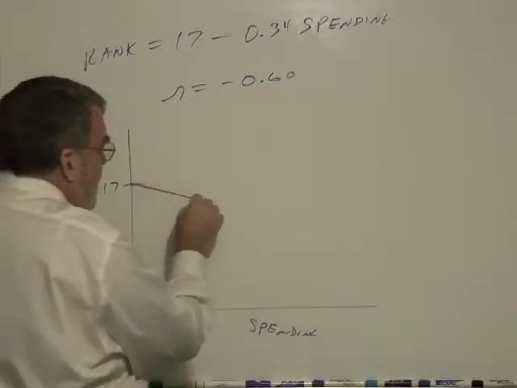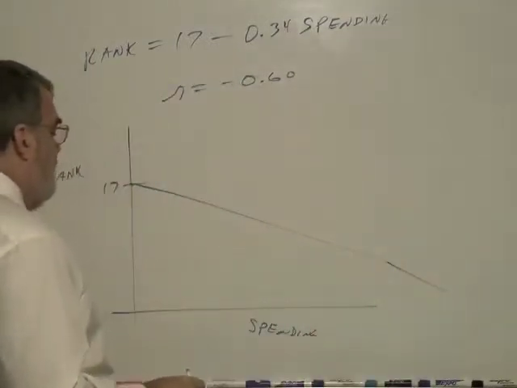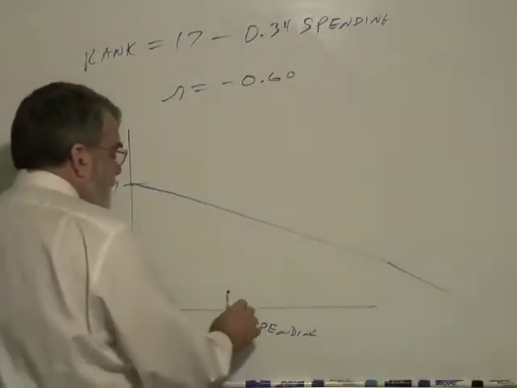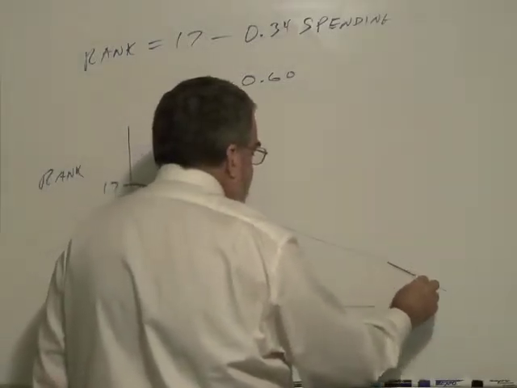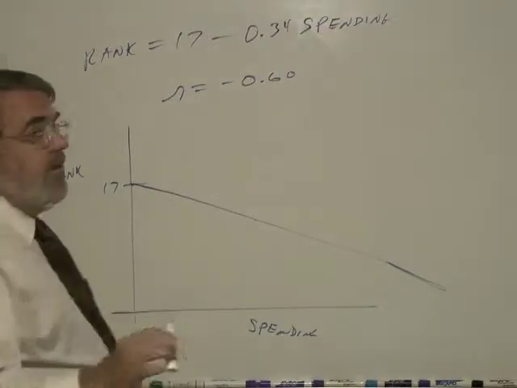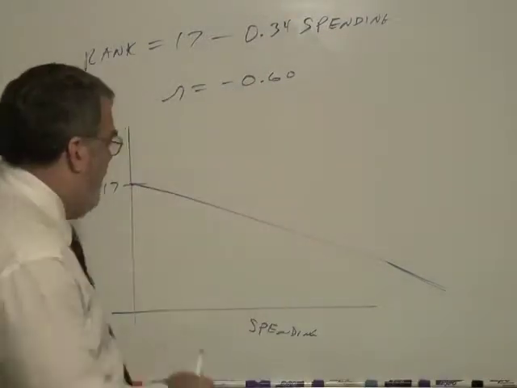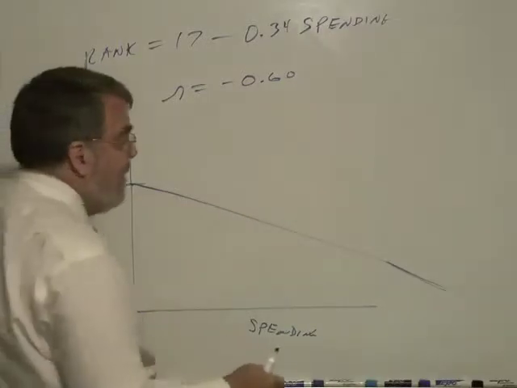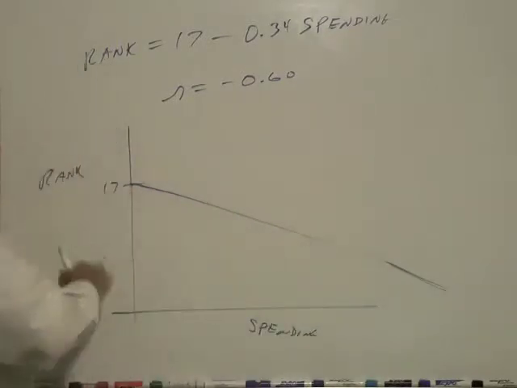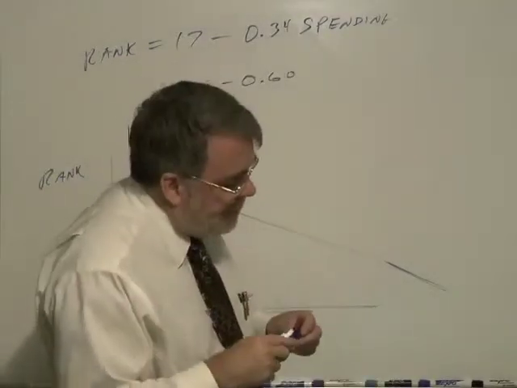So the regression line goes like this, and in other words, we expect that schools that spend more on their students tend to have a lower rank number. Now, a lower rank number is good. If you're ranked number 1, you're number 1, and so actually this makes sense. If they spend more, you expect a higher ranked college, which would mean a lower ranking number.